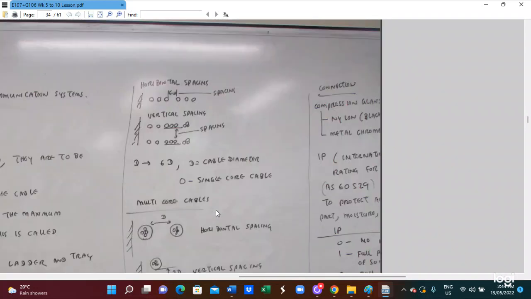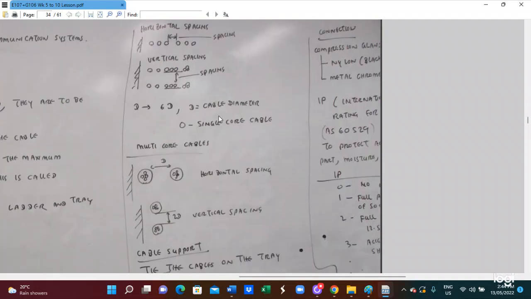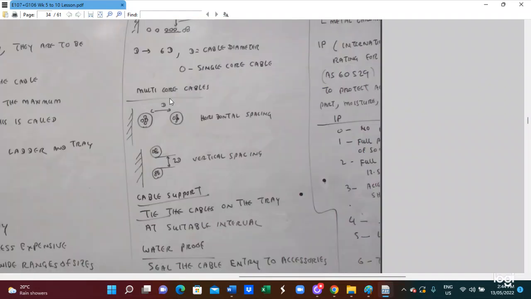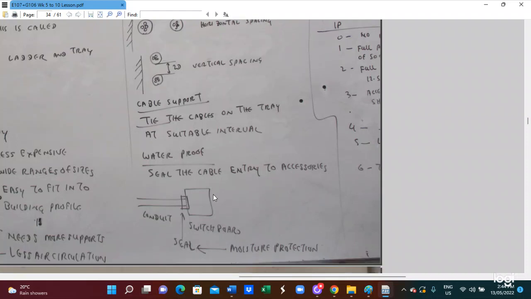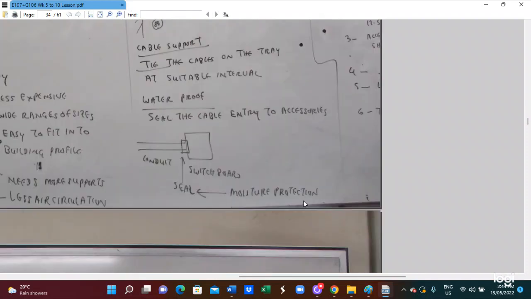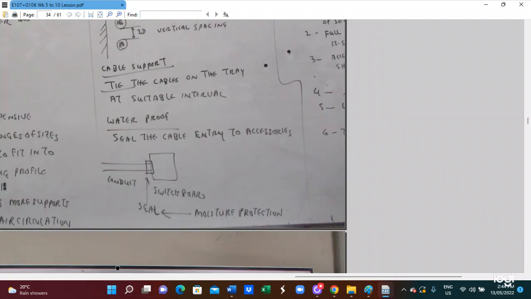Now when you are running the cable, this is the horizontal spacing and this is the vertical spacing. D is the cable diameter of a single cable. This is a sample of vertical cable for the horizontal spacing, and a sample of vertical cable for the vertical spacing. The cable support has to be provided. Tie the cable to the tray at suitable intervals. Also, the cable must be waterproof. You will see the cable entry to the enclosure. So this is conduit, and we have to put the conduit in because of that, wire can be removed.